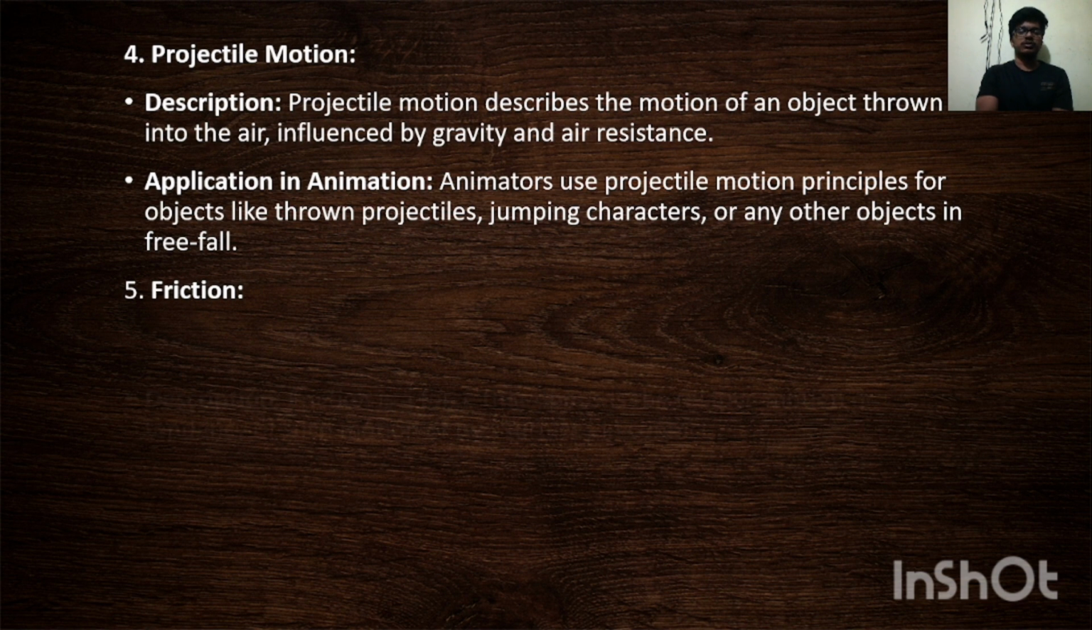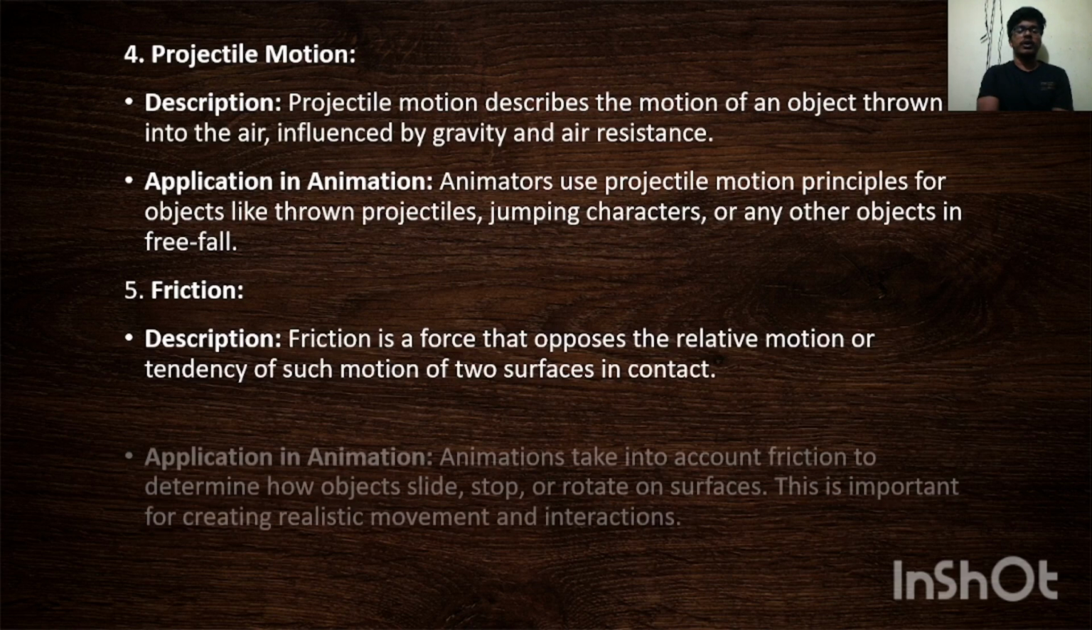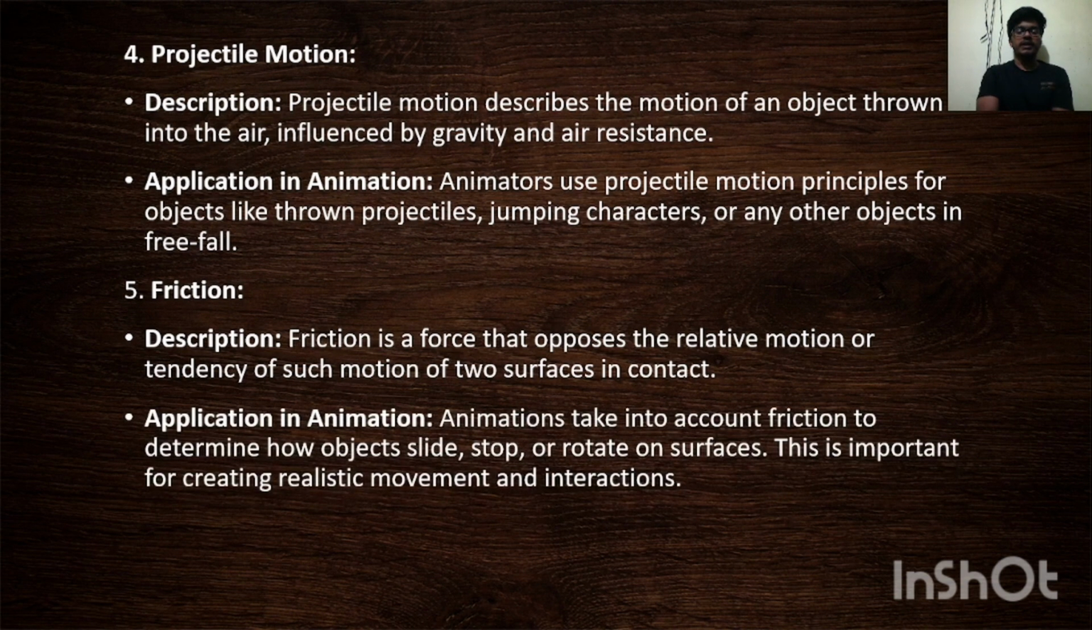Next comes friction. Friction is a force that opposes the relative motion or tendency of such motion of two surfaces in contact. Animators take into account friction to determine how objects slide, stop, or rotate on surfaces. This is important for creating realistic movements and interaction. Friction determines how an object slides on the surface or rotates or runs on the surface.